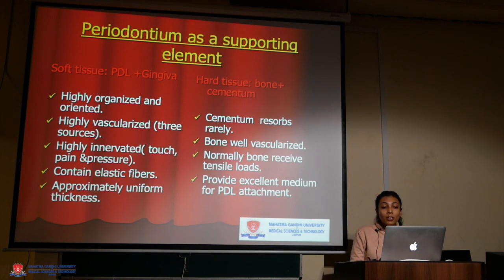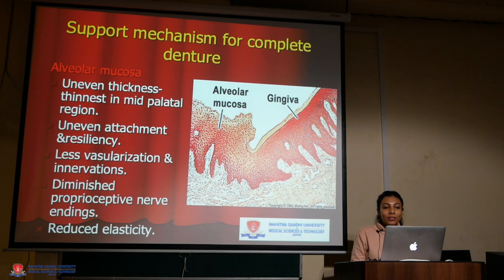In hard tissue, there are bone and cementum. Cementum resorbs rarely. Bone is well vascularized. Normally, bone receives tensile loads and provides an excellent medium for periodontal attachment. Support mechanism for complete denture.